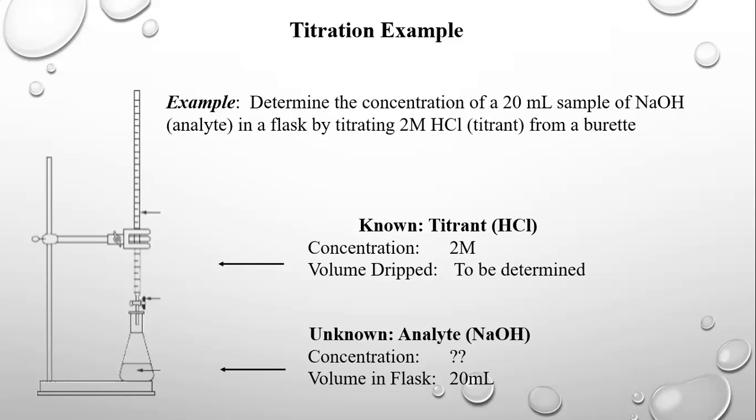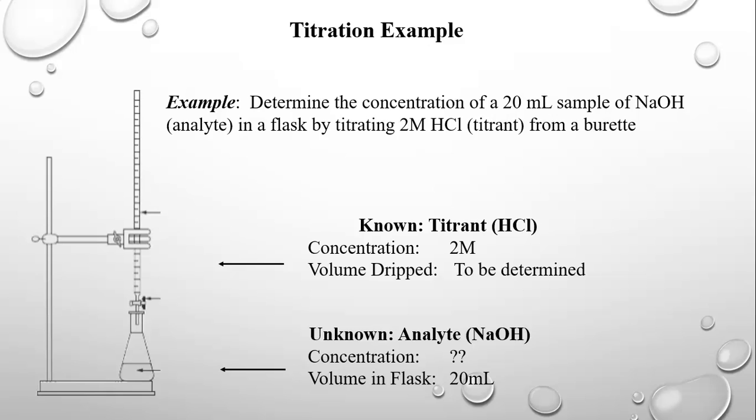So let's take an example. Determine the concentration of a 20 milliliter sample of NaOH, sodium hydroxide, of unknown concentration, we don't know its concentration, in a flask by titrating 2 molar hydrochloric acid, that's the titrant, from a burette. So down below it shows what we know. We know the concentration of the hydrochloric acid in the burette. We don't yet know how much of it it's going to take to neutralize the base, the NaOH, down in the flask. So volume dripped is going to be determined.